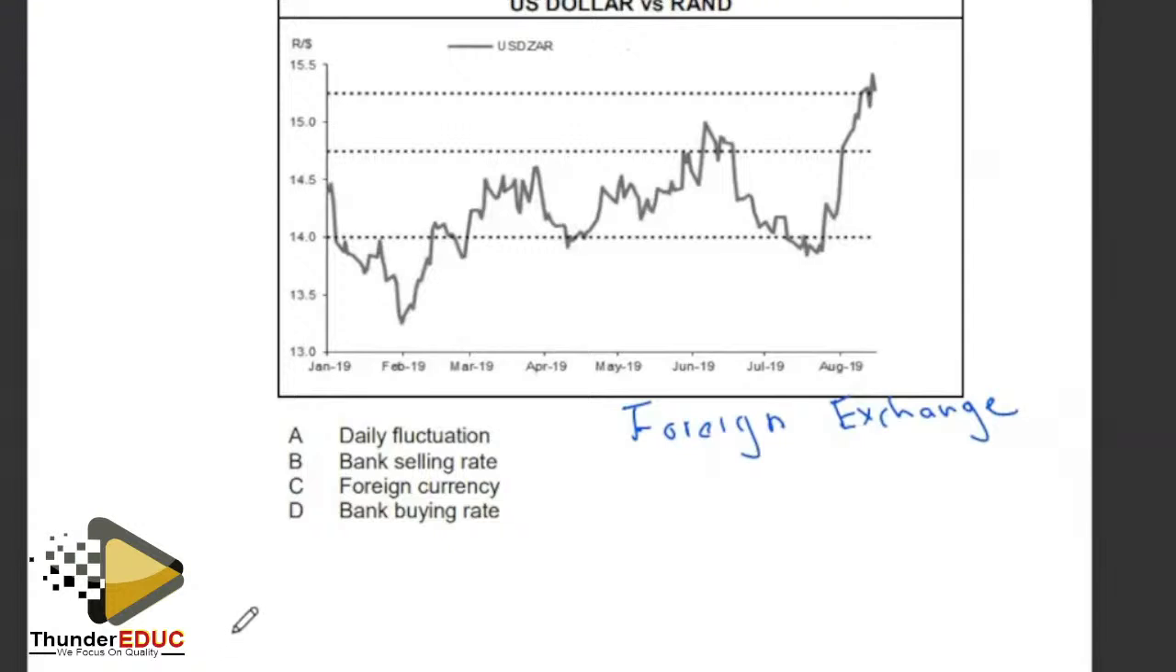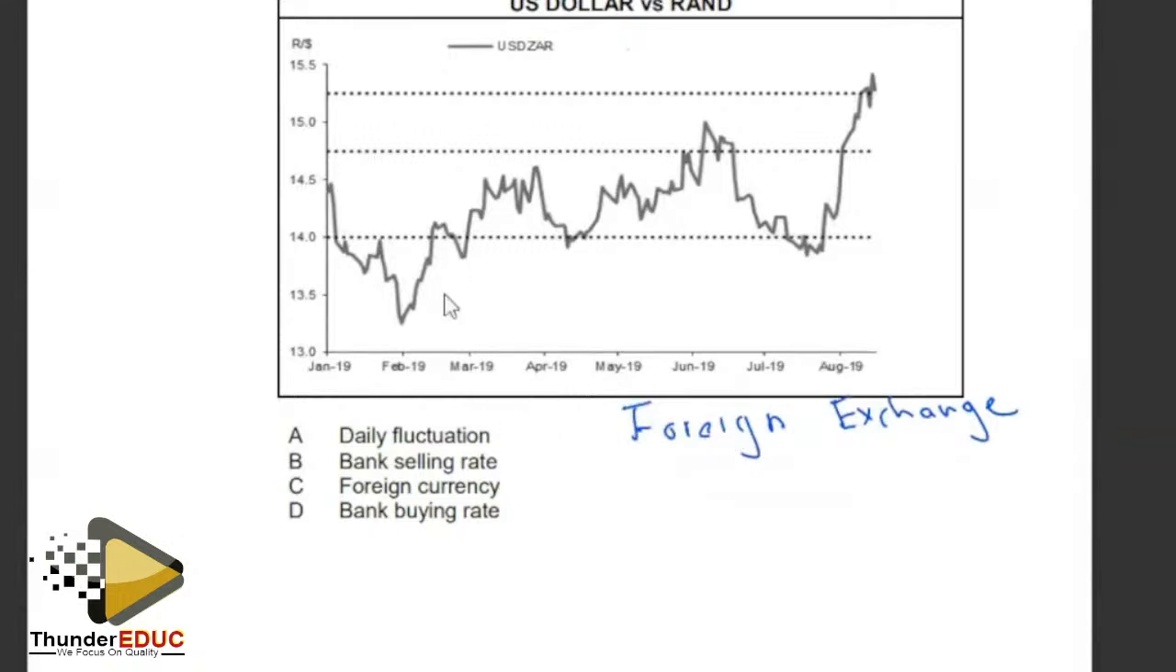As you can see in the graph, on the 19th of January, one US dollar was trading for 14.5. Then let's move on to February 19. It started trading at 13.5. So I think you can see the difference between the value of the US dollar on these different dates. So the correct term which we use in describing the above trend would be daily fluctuation.